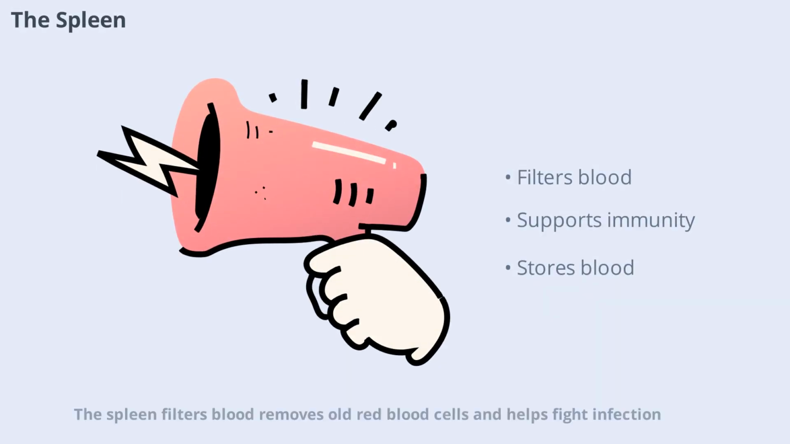The spleen filters blood, removes old red blood cells, and helps fight infection. It is part of the lymphatic system and supports immune function. The spleen also stores blood and releases it when needed, playing a role in both immunity and circulation.